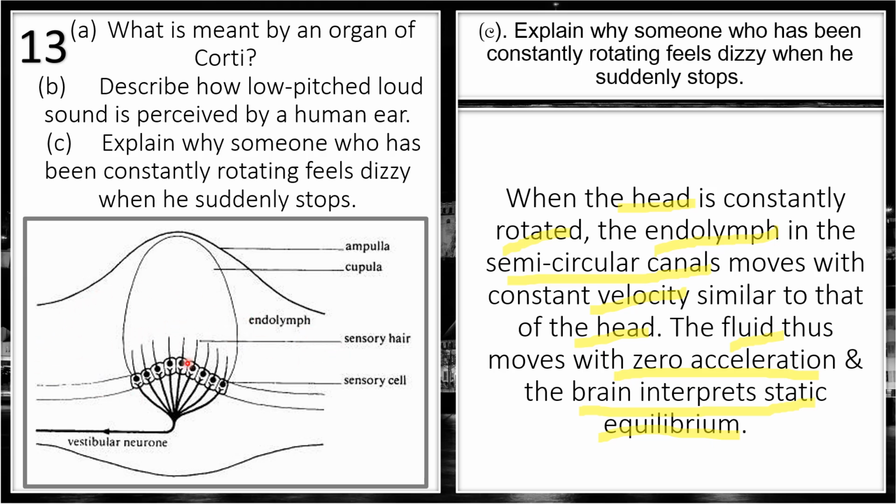So when the head keeps on rotating, the endolymph will also rotate in that direction, moving at the same speed as the head. Now the brain will interpret it as if it is stationary, as if nothing is moving, because everything is moving with the head in the same direction and at the same speed.